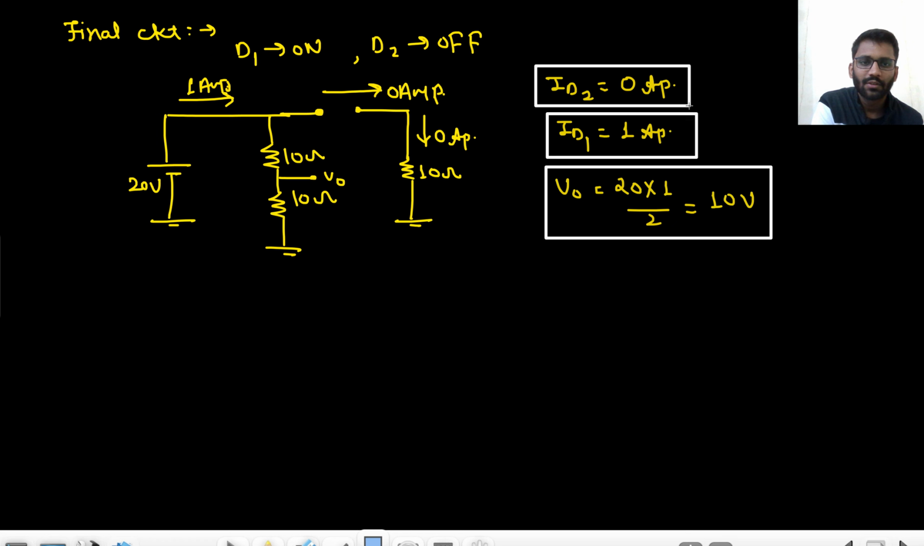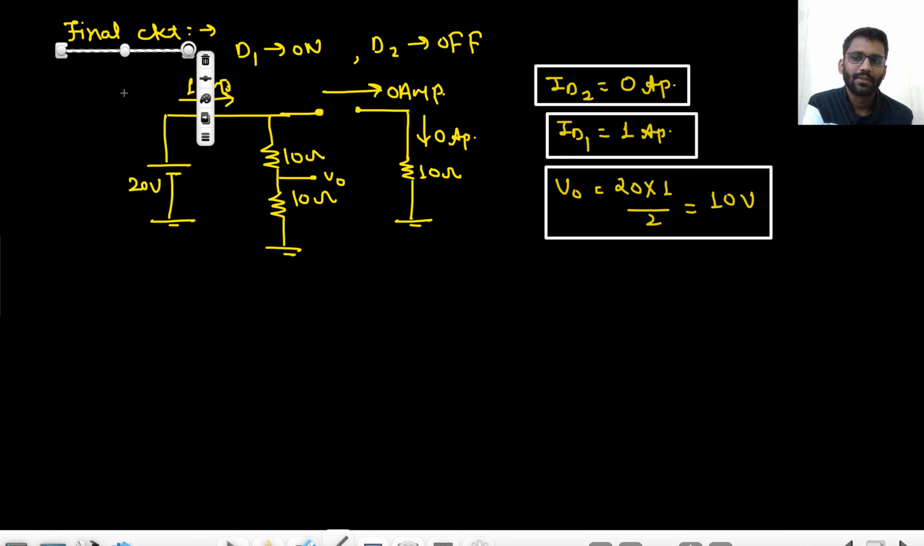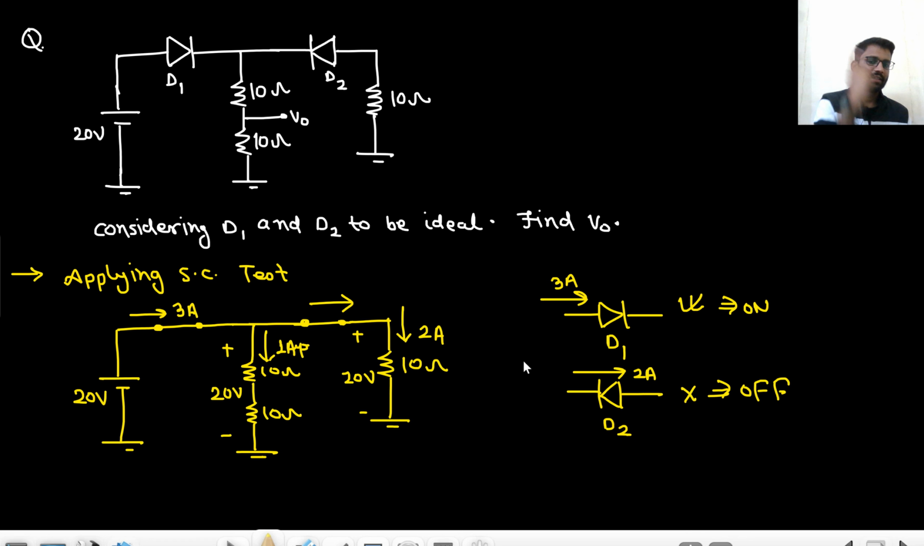So from the final circuit that you draw, from there you will find the final values. You can't find your final values from the assumed circuit. Okay, is 3 ampere my correct answer? No, 3 ampere is not the correct answer because diode D2 is actually off. So your final answer would be 1 ampere, not 3 ampere. Got my point? Let's move on to the next question.